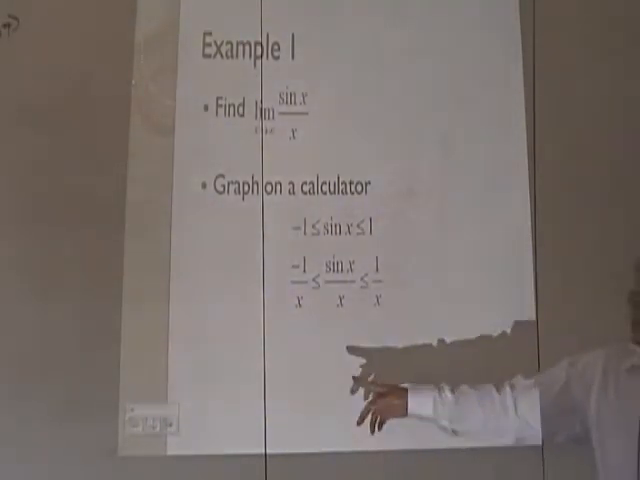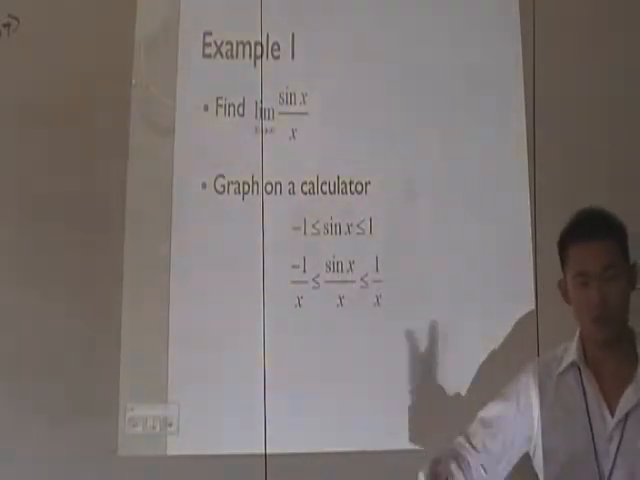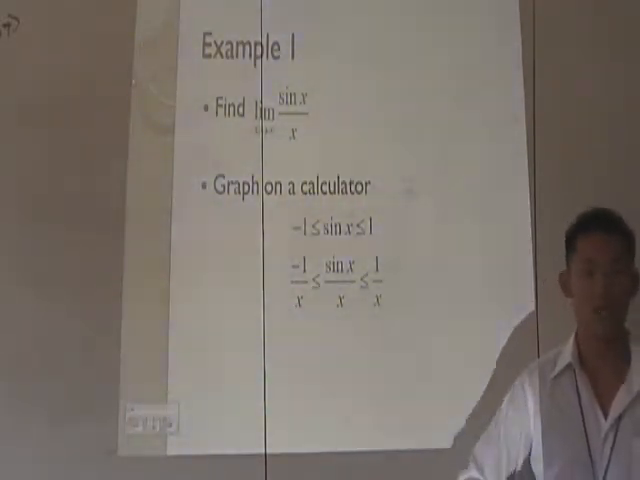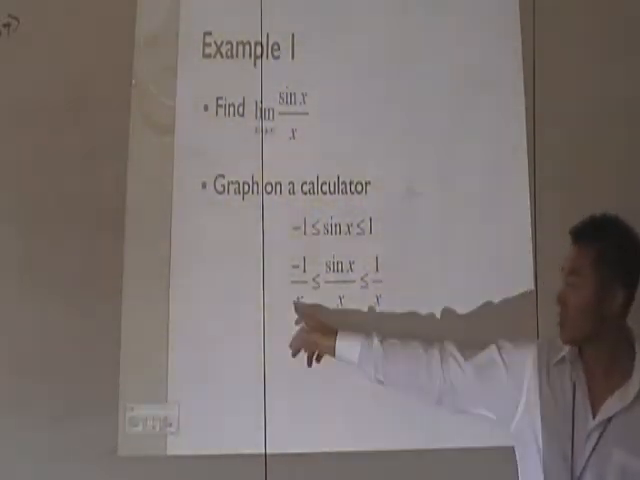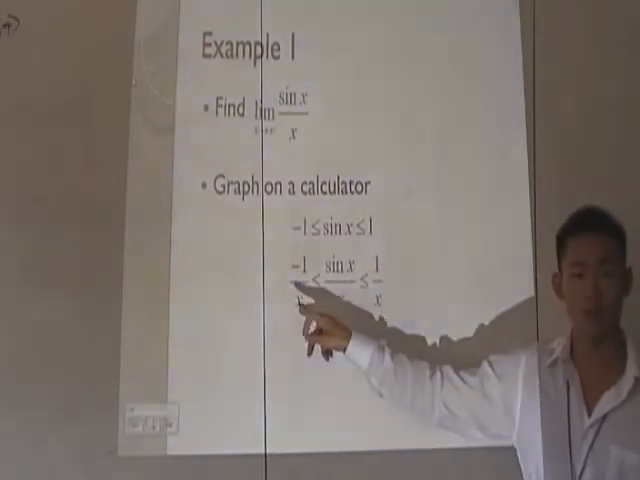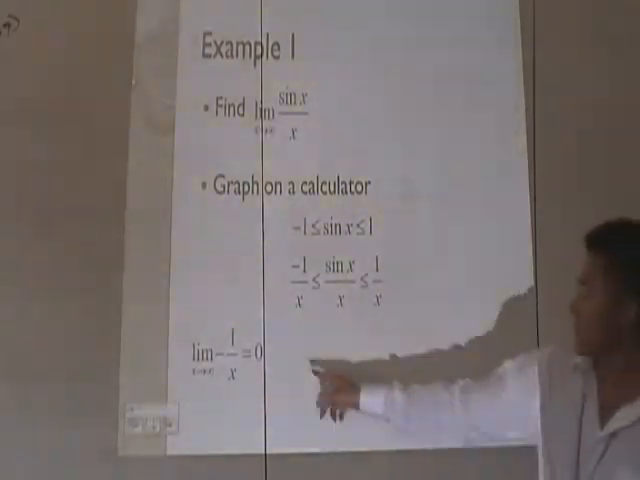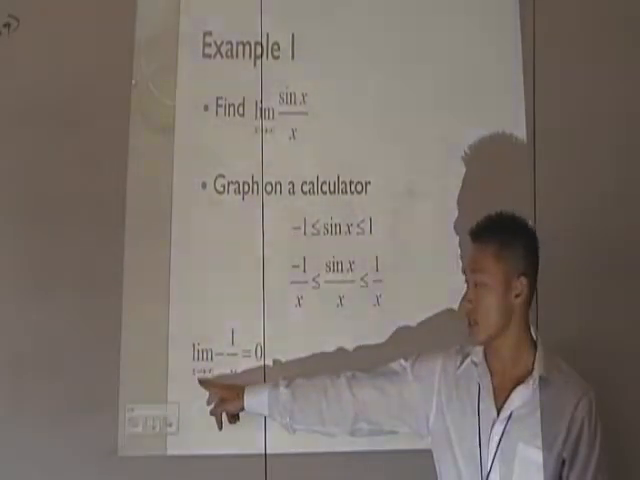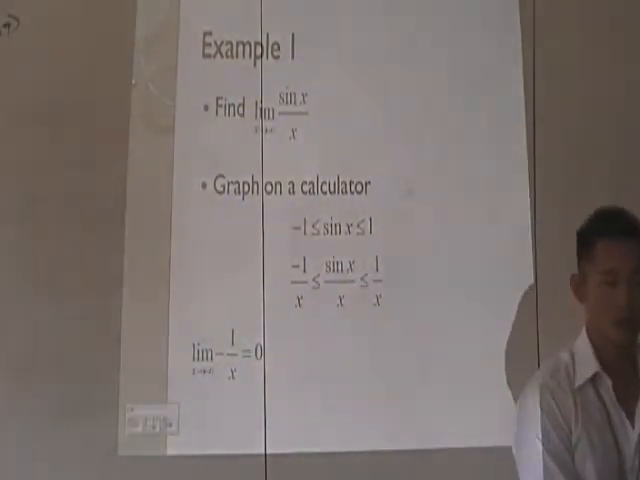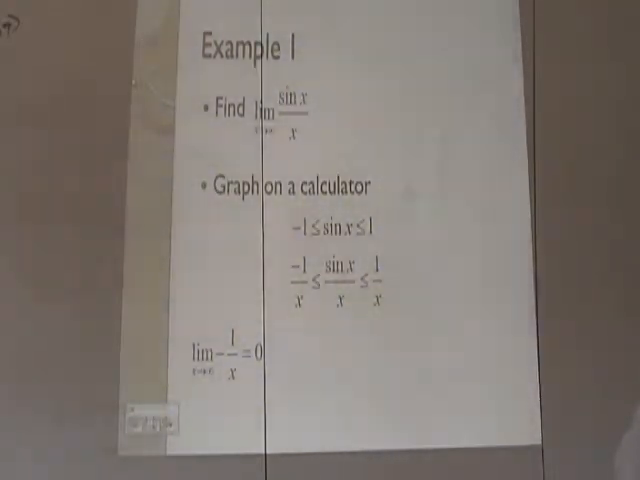So let's say we plug in infinity, which is kind of like a huge number. What do you think this would end up being? 0. So the limit of -1 over x as x approaches infinity is equal to 0. Is everyone okay with that?